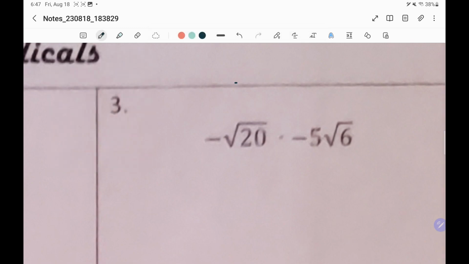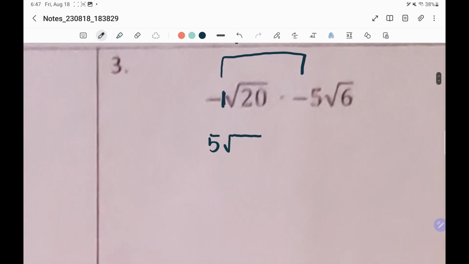Now I'm going to multiply my two numbers on the outside, which are -1 and -5, which gives me a positive. Two negatives make a positive. Then I'm going to do the square root, and I'm going to multiply 20 times 6. But like I always say, don't combine them. Just leave them like that, and then we're just going to simplify them both separately.